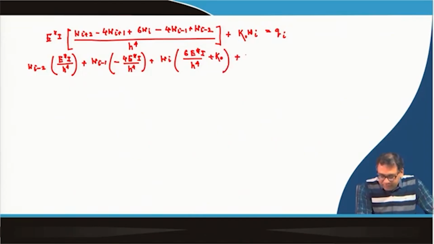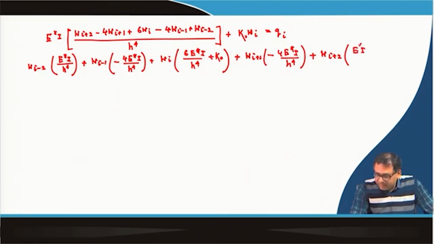Then on this side, for w_(i+1), this will again be minus 4 E* I by h to the power 4, then plus w_(i+2), this will be E* I by h to the power 4, and that will be equal to q_i.